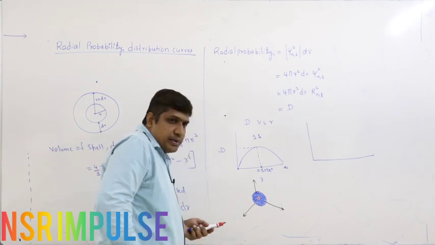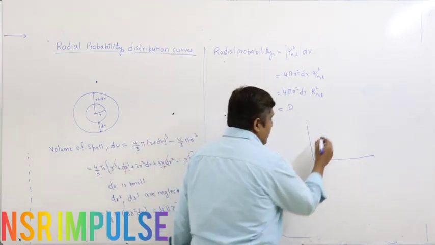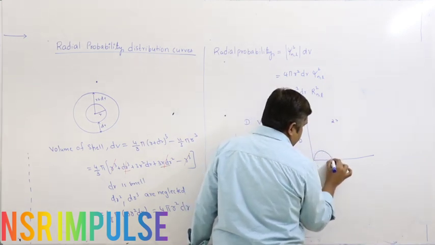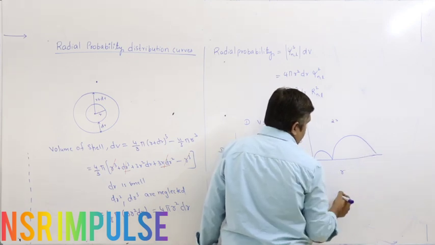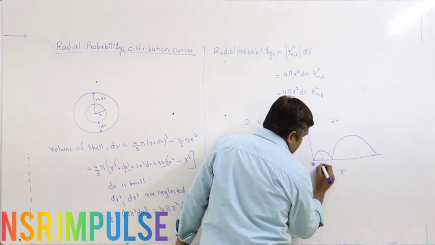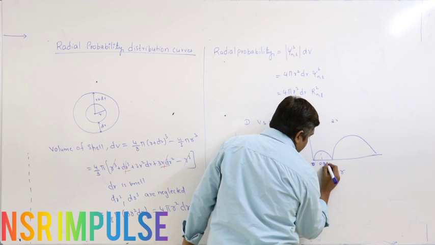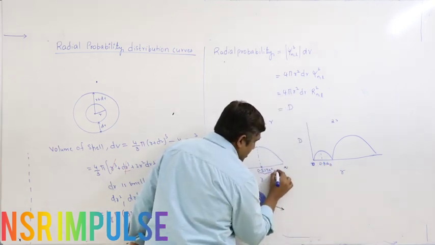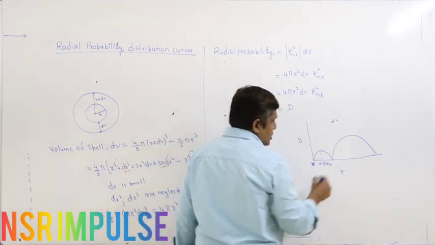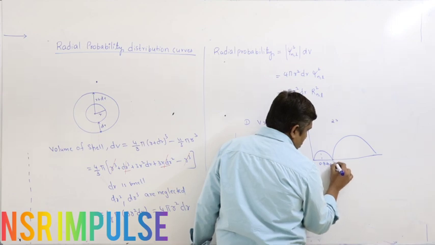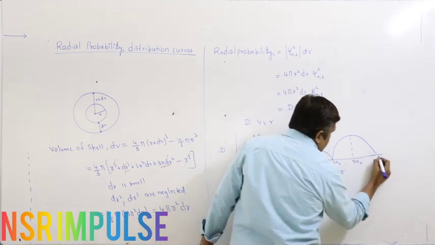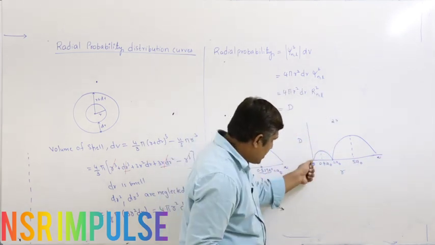Now coming to the 2s orbital. This is r equal to 0, this is 0.8 times a naught. This value 0.529 angstrom is considered as a naught. This is 0.8 a naught, this is 2 a naught. Now this is 5 times a naught, this is infinity. I repeat, this point is 0.